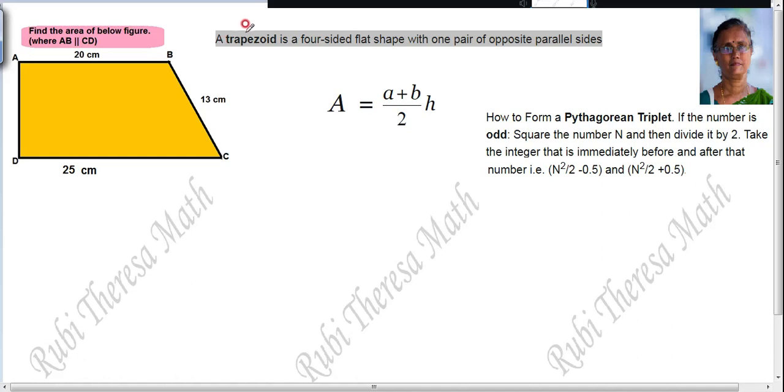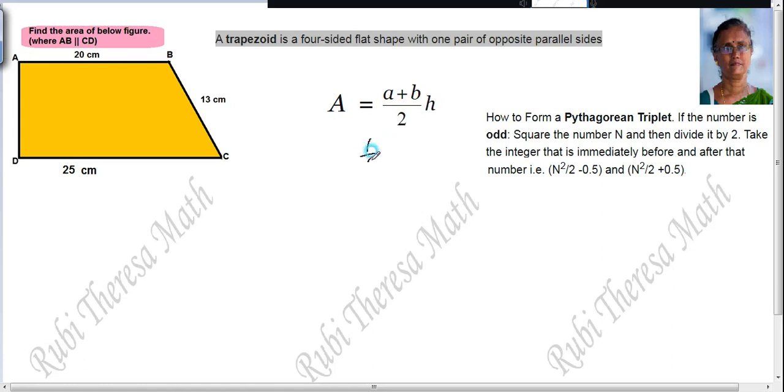Here you see, a trapezoid is a four-sided flat shape with one pair of opposite parallel sides. So what is the name of the figure? Trapezoid. If you know the name of the figure, then automatically you can write the formula to find the area of the trapezoid. Area of the trapezoid is nothing but (A plus B) by 2 into H.